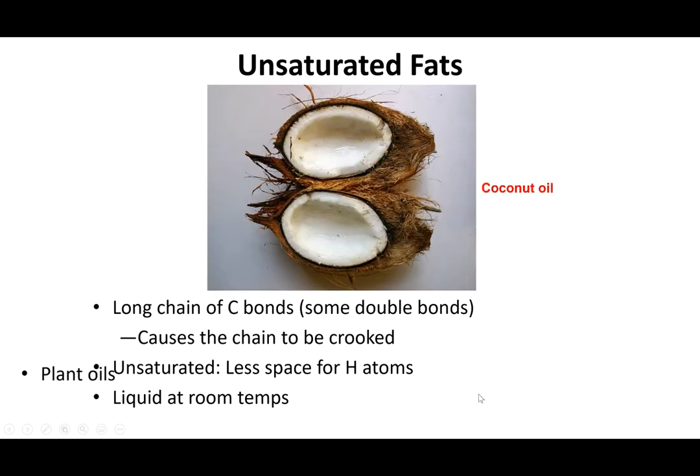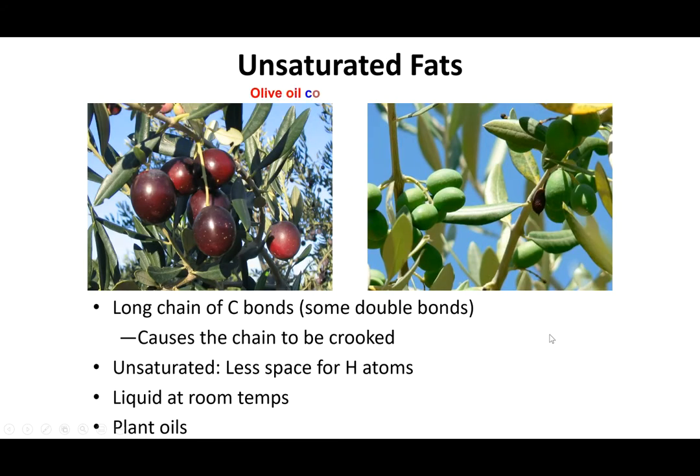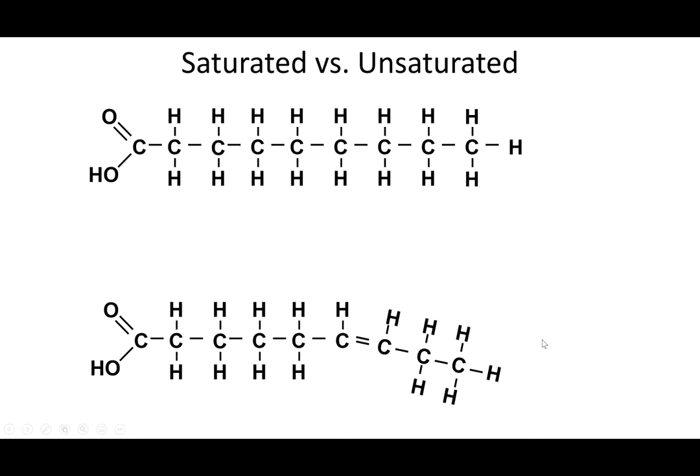And these come from plants. So coconut oil, peanut oil, sunflower seed oil, sesame oil, all the oils that you cook with. Olive oil comes from trees, right? Okay, so here we have a picture of saturated, right?